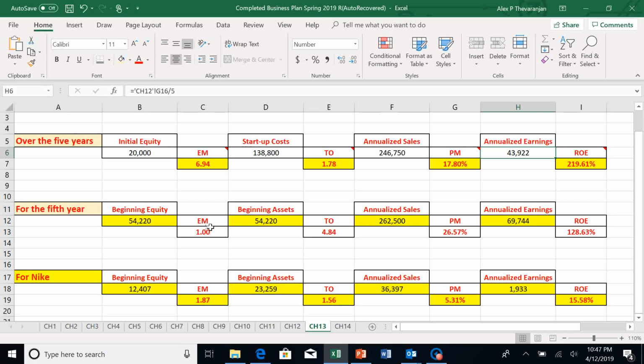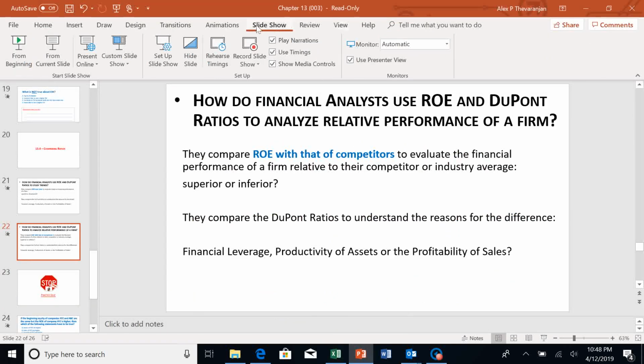So here you have our EM, TO, PM. This is Nike's EM, TO, PM. So we can see, well, Nike has a higher financial leverage, right? And that should have made this higher, but this is lower. That's because their turnover is average, whereas our turnover is higher. And here you find their profit margin is very low, right? And ours is high. So you can see they got one thing going for them. Financial leverage is high, but these two are lower than ours. So finally their performance is significantly lower. So that's what we are saying here. They compare ROE of the company with that of competitors, and they use the DuPont ratios to understand the reasons. Is it financial leverage, EM? Is it productivity of assets, TO, or profitability of sales?